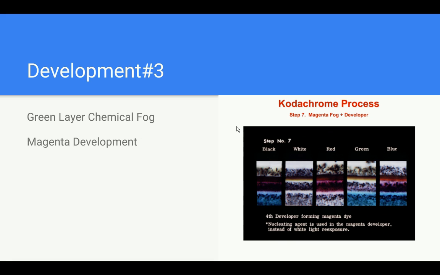So they had this traditional developer and the final magenta dye coupler mixed into a solution, which they developed it in. So at this point, there's a yellow layer with yellow dye on the top, the yellow filter, magenta dye, and cyan dye on the bottom. And also note that in each of the layers it is completely exposed. There is no more silver halide left. All that is left within the film is silver atoms.